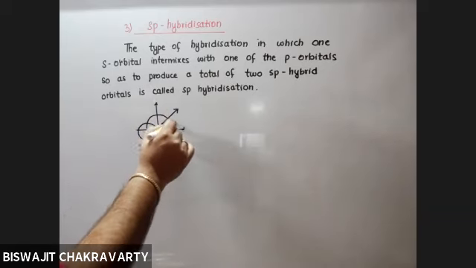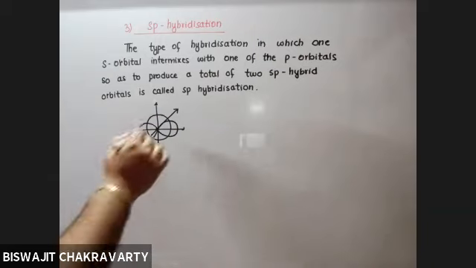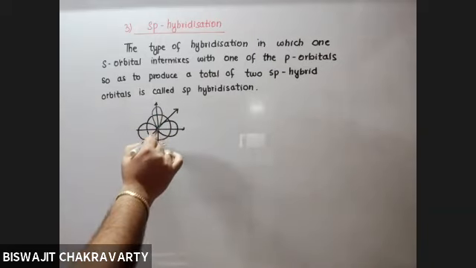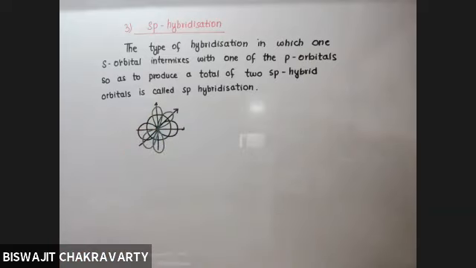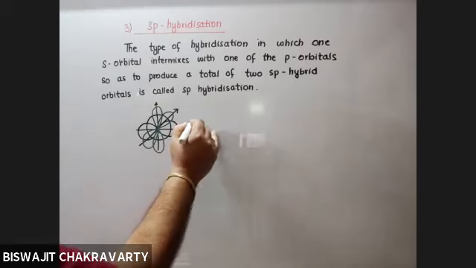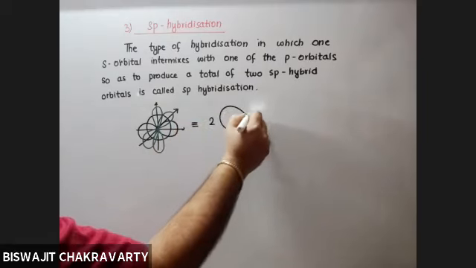So that p orbital which takes part in hybridization, let me show it with the help of black, and the rest two which do not take part in hybridization, let me show it with the help of green. So a total of two hybrid orbitals will be produced.